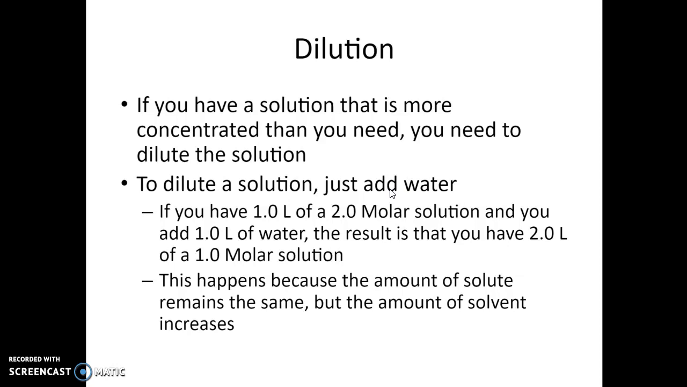Now, I could go through a very long process and show you using the equation why that is. But the basics of it is that the amount of what's dissolved stays the same. We're not adding more in, we're just adding more solution. So in 1 liter of a 2 molar solution, there's 2 moles present. When you add another liter, there's 2 liters and still 2 moles. So you have 2 liters of a 1 molar solution, because 2 divided by 2 is 1.